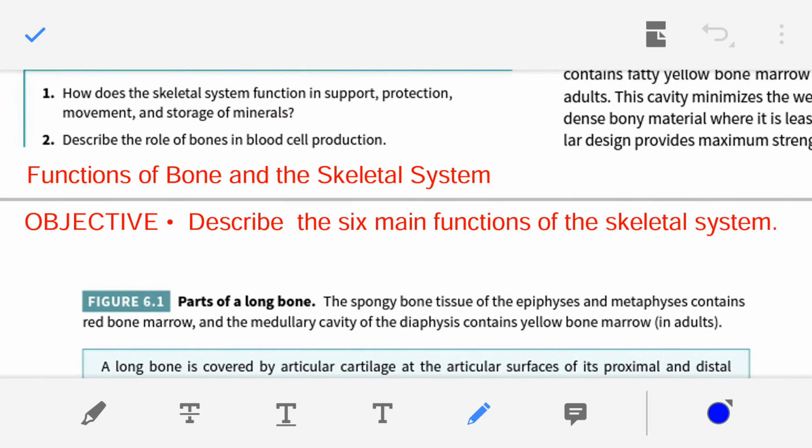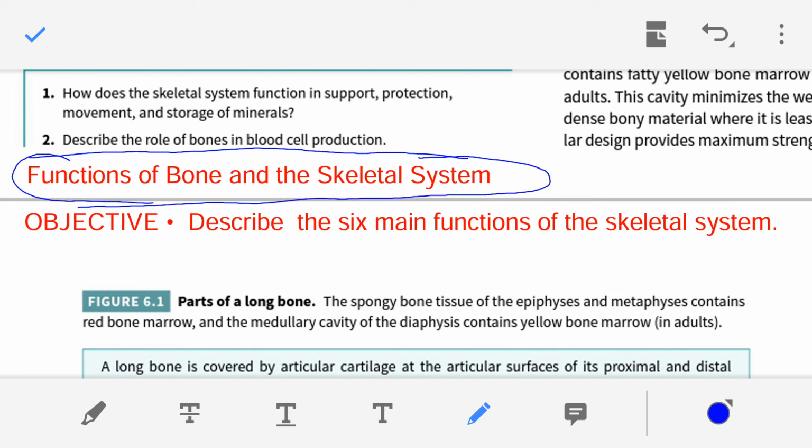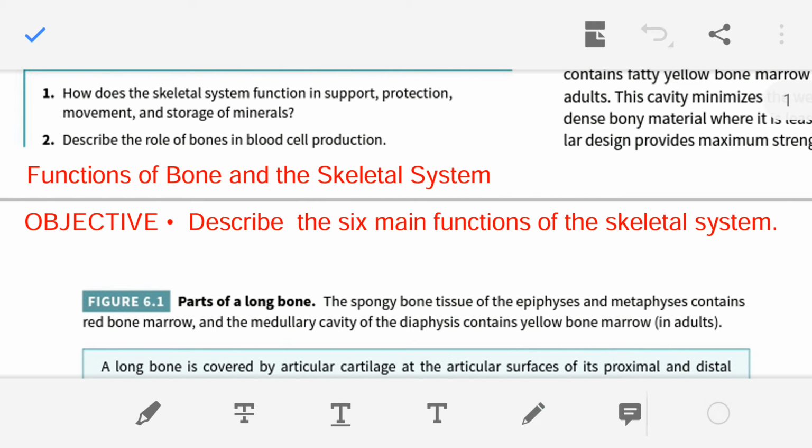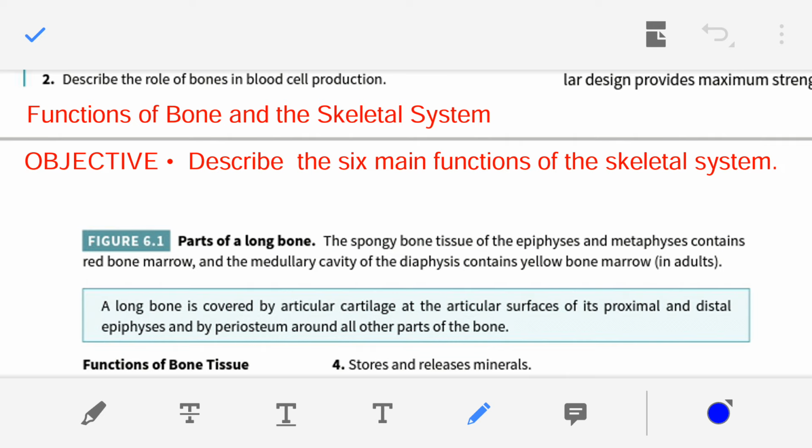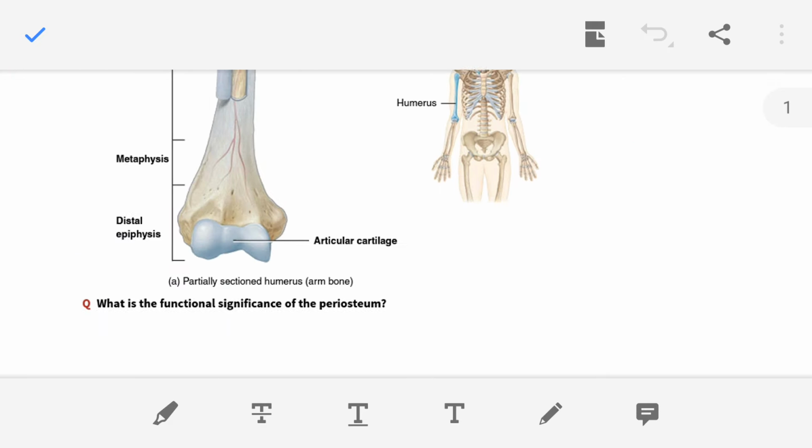I welcome you to the presentation lecture on functions of bone and the skeletal system. So today in this lecture we are going to discuss functions of bone, what role the bones are playing in our body, and we are also discussing the functions of the skeletal system. So the objective of this lecture: describe the six main functions of the skeletal system. Starting with the first point.